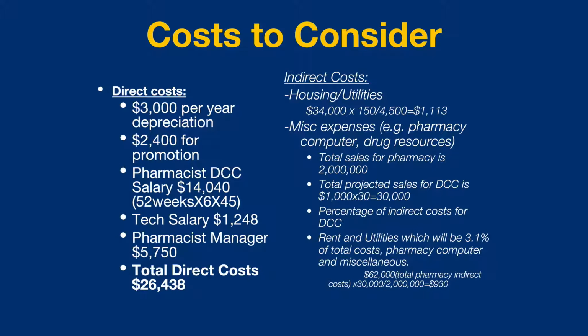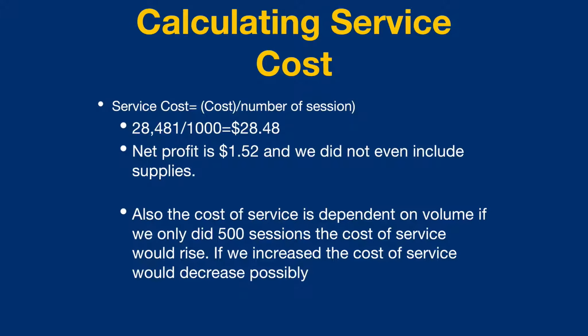$26,438. I also take into account how much of that 150 square feet will be part of the rent, and some of the indirect costs we'd be borrowing, such as using the same pharmacy system as our dispensing software. So there is a percentage of indirect costs. If I add indirect costs and direct costs for this service, it's going to cost about $28,481 to deliver this service. Projecting 1,000 sessions, it's going to cost me about $28.48 per session to deliver the service. And that leaves me a net profit of $1.52.